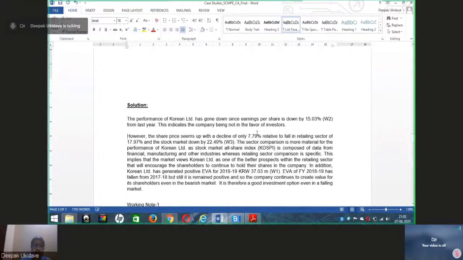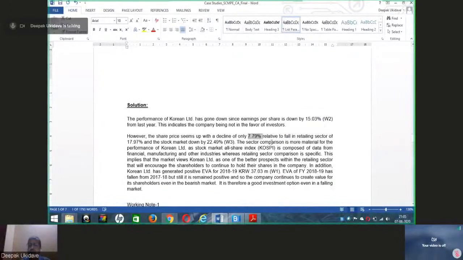But, however, share price seems to be with a decline of only 7.79%. This figure also you have calculated yourself. It was not given in the question. So anything which you calculate over and above what is given in the question is appreciated by the valuer. Time and again I am emphasizing this.